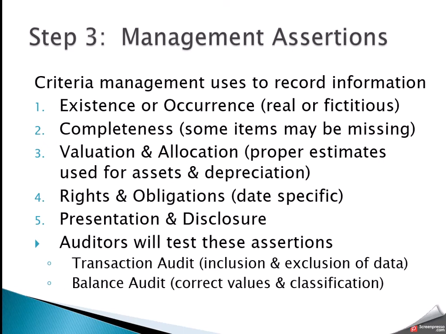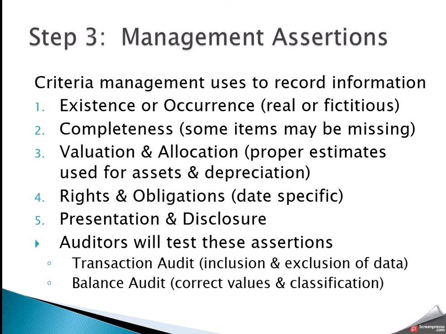Then our step 3 is our management assertions. So the criteria management uses to record information. So existence. Is it actually real? Just because they have all these fixed assets on their books, do they legitimately exist, or could some of them be fictitious? Could some of them have been added? Could some have been sold and not removed from the ledger? So do they physically exist, or if it's more of a transactional thing, did it actually occur? Did that sale that we see an invoice for, did it really happen?